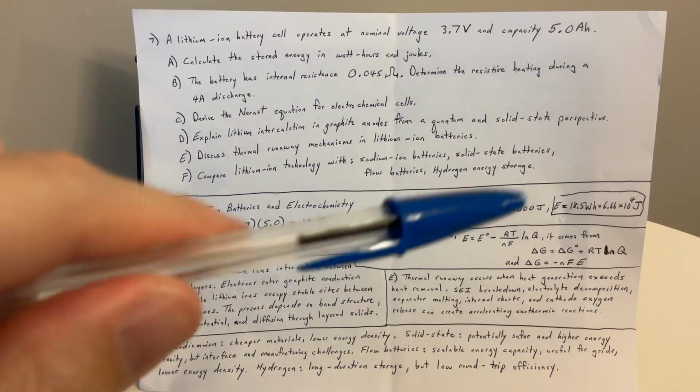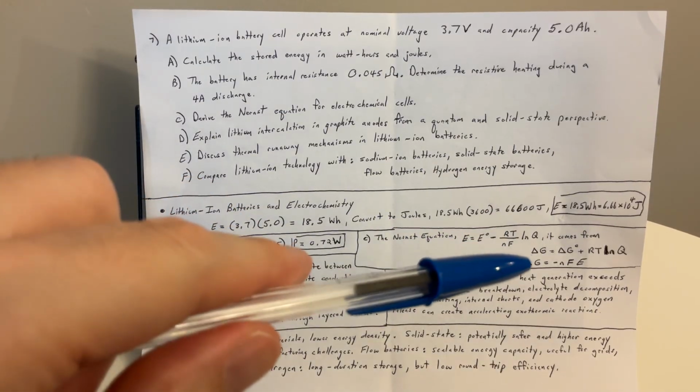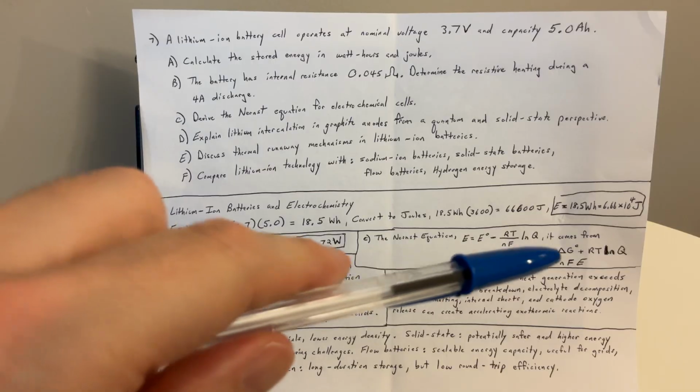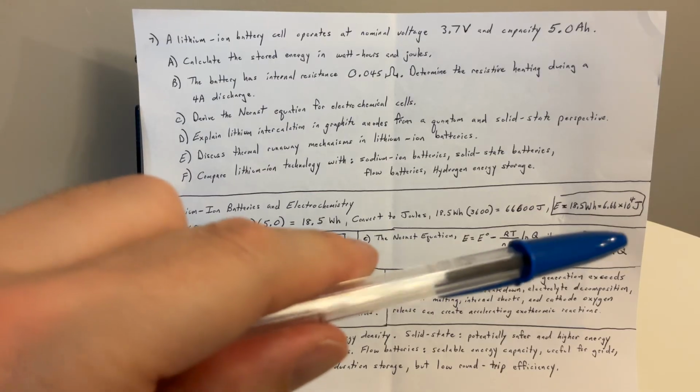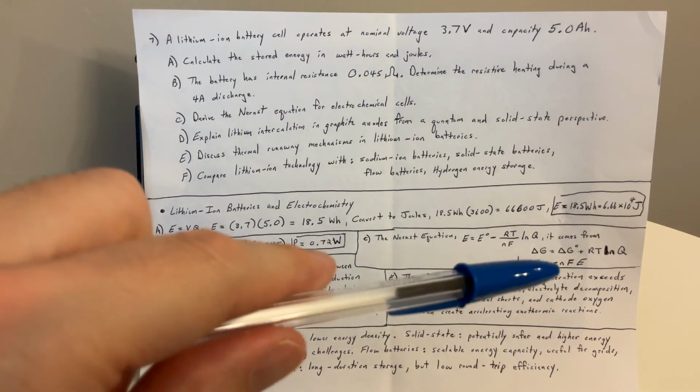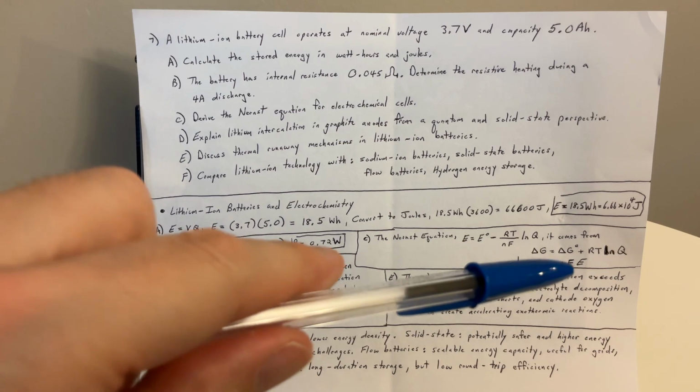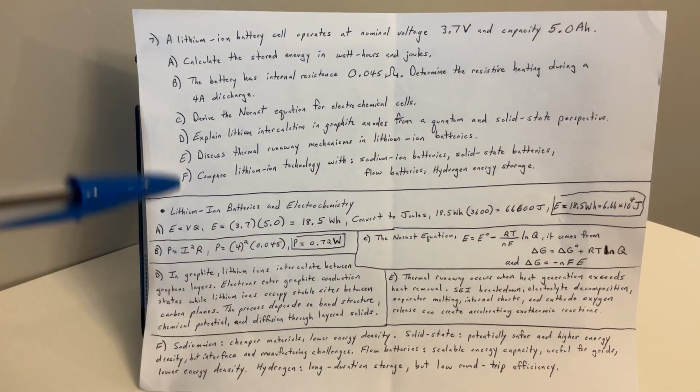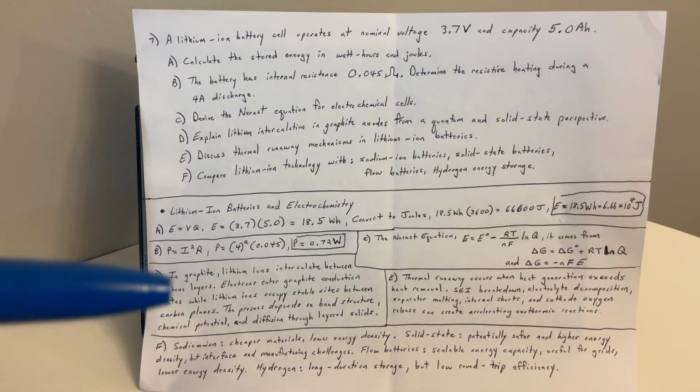it very briefly, not go into the whole thing. It comes from delta G is equal to delta G degrees plus RT ln Q, and delta G equals negative nFE. Letter D, explain lithium intercalation in graphite anodes from a quantum and solid state perspective. This is a textbook type answer.